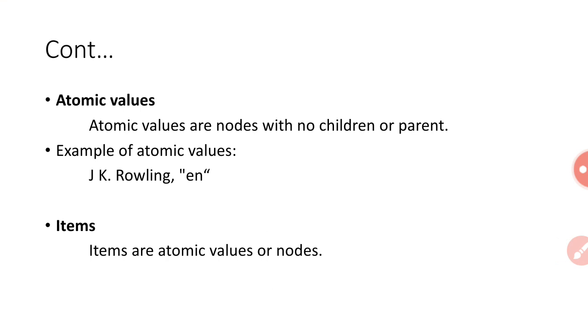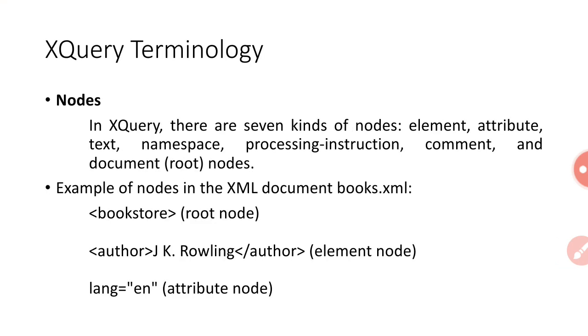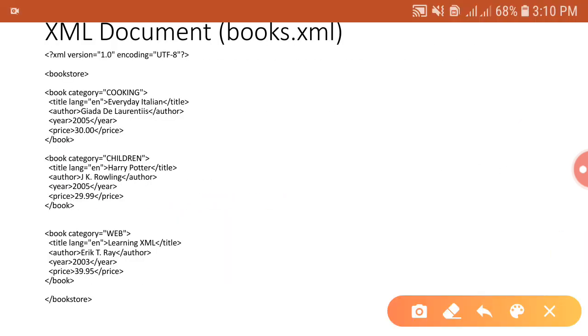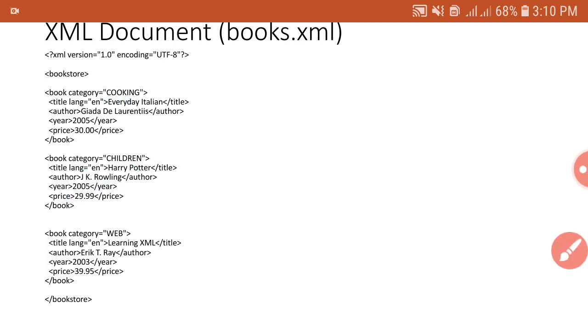Next is atomic values. Atomic values are nodes with no children or parent. See the same example, books.xml. In this document, this cooking, Harry Potter, 2005, J.K. Rowling, all are atomic values. They have no children or parent.